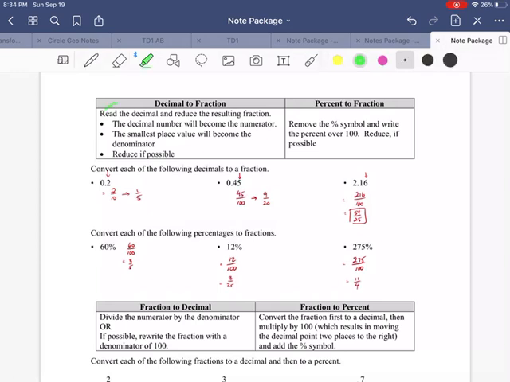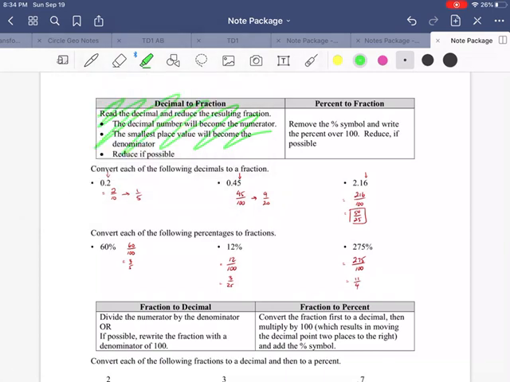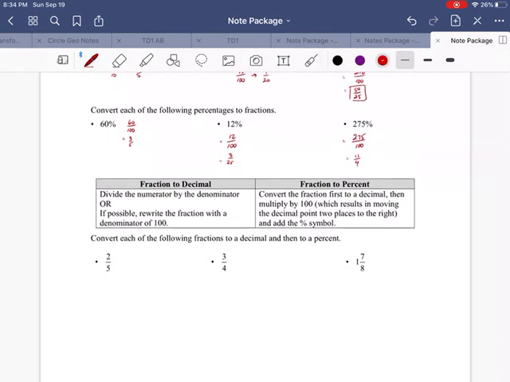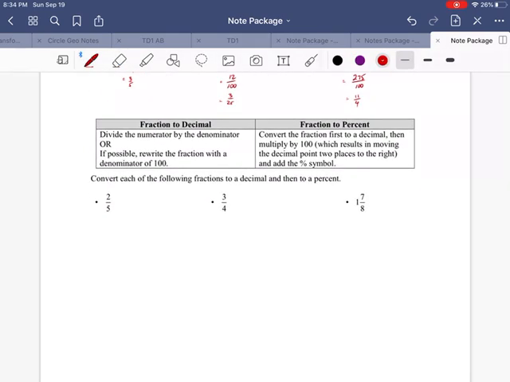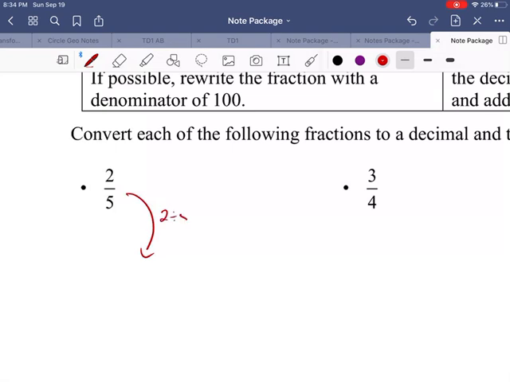Now this little information here is going to be helpful to you, hopefully, when you work through the homework. So fraction to decimal, you're going to divide the numerator by the denominator, or, if possible, rewrite the fraction with a denominator of 100. The first thing we're going to do here is 2 divided by 5. And in that case, we get 0.4. Then look at which column that's in. It's in the tenths column, so that's 4.